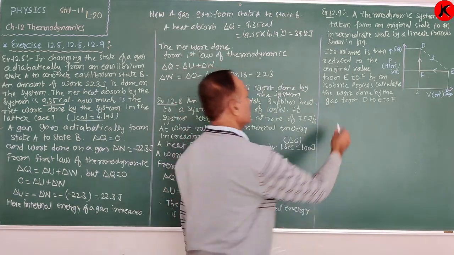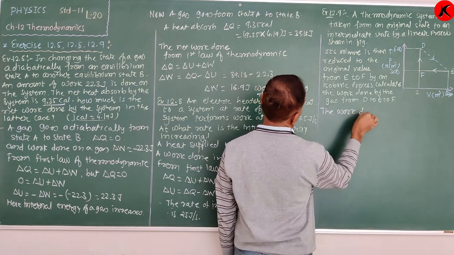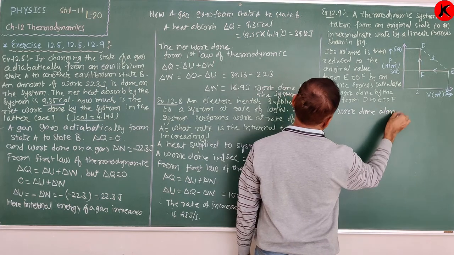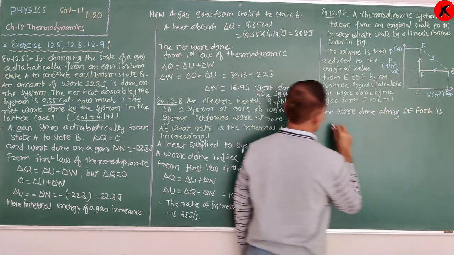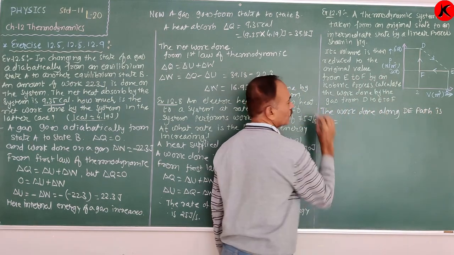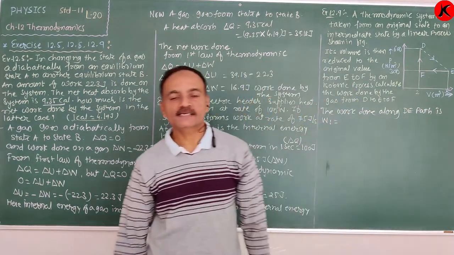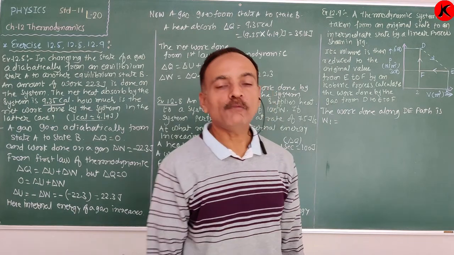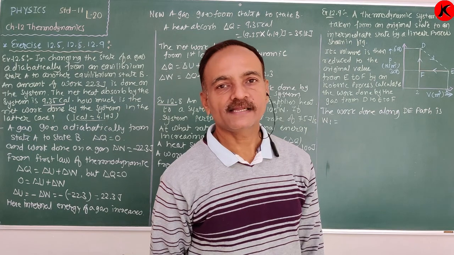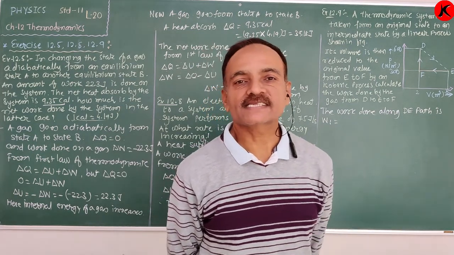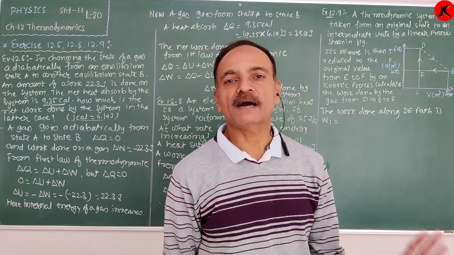Therefore, the work done along the DE path is W1, equal to D to E. Already we learned in chapters 3 and 4 how we find the work done from the graph. As the graph of pressure versus volume is given, we can find the work done as equal to the area enclosed by the graph.